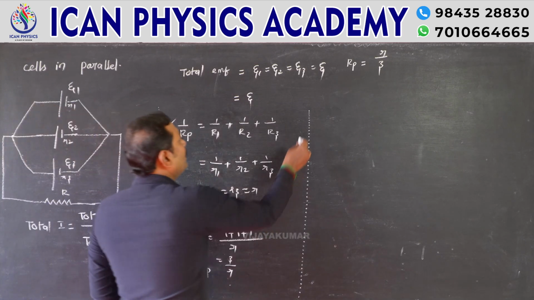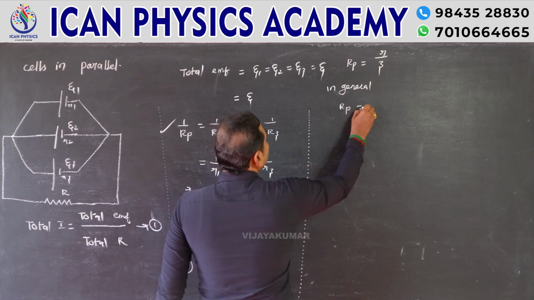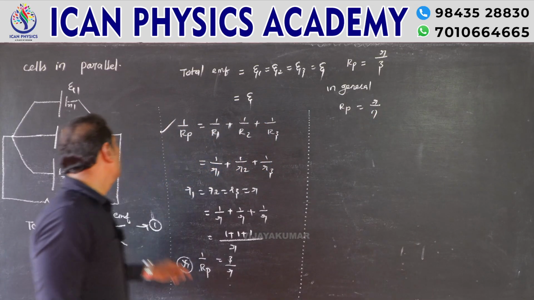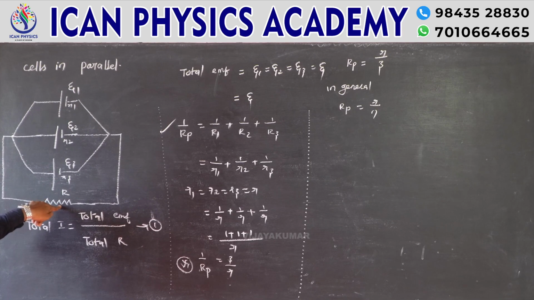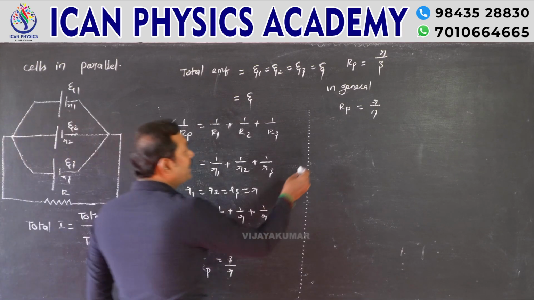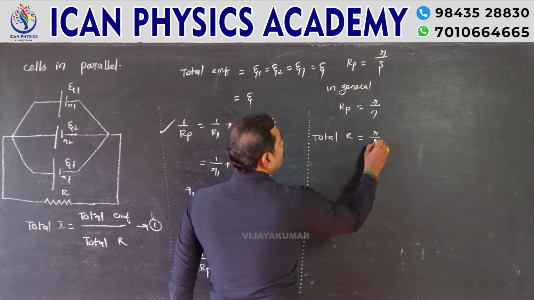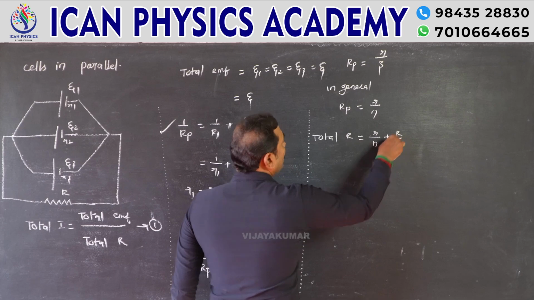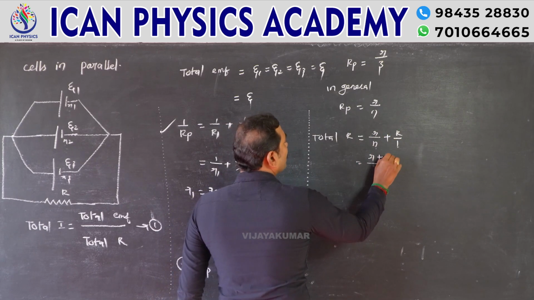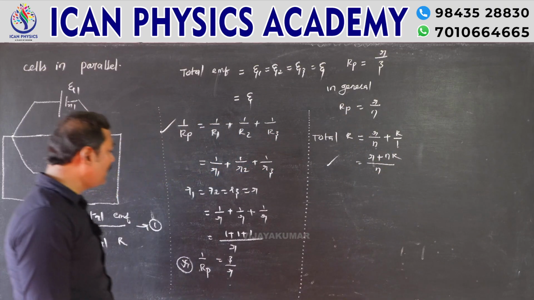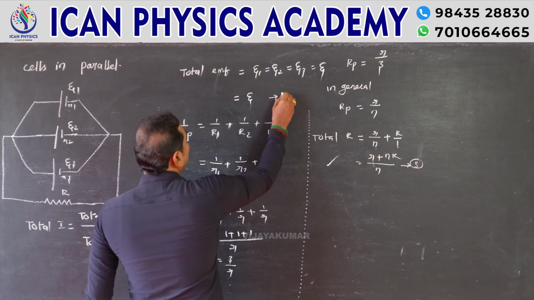In general, when we are connecting n cells, it becomes r by n. So this r by n is connected with the external resistance in series. So the total resistance is r by n plus R. Now you can take the LCM: 1 into n, 1 into r, n into R, so nR plus r over n. So this is the total resistance. Now it can be taken as equation number 3, and the total EMF as equation number 2.